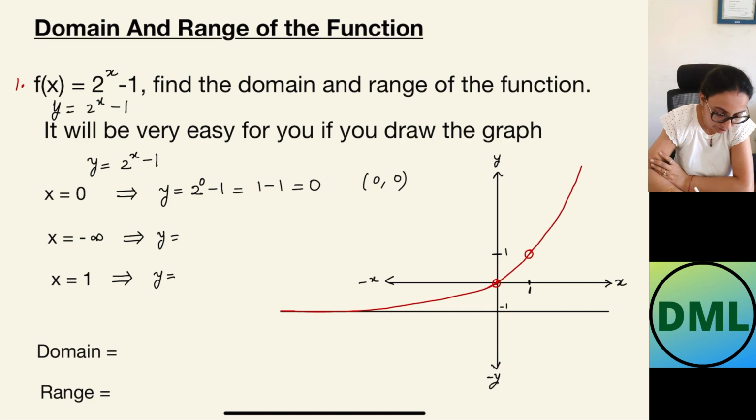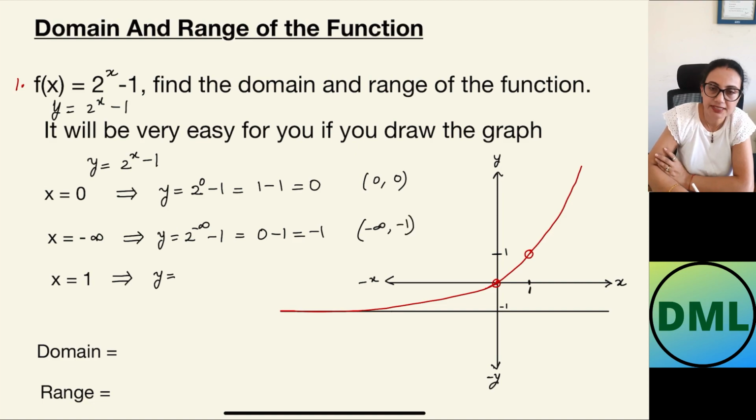If I want to check with x to the power minus infinity, y is equal to 2 to the power minus infinity minus 1. Anything raised to the power minus infinity is 0. That will be 0 minus 1, which is minus 1. So the value is minus 1. If I check with x is equal to 1, I substitute x is equal to 1 in my function: 2 to the power 1 minus 1 is equal to 2 minus 1, which is 1. So the point is (1, 1).